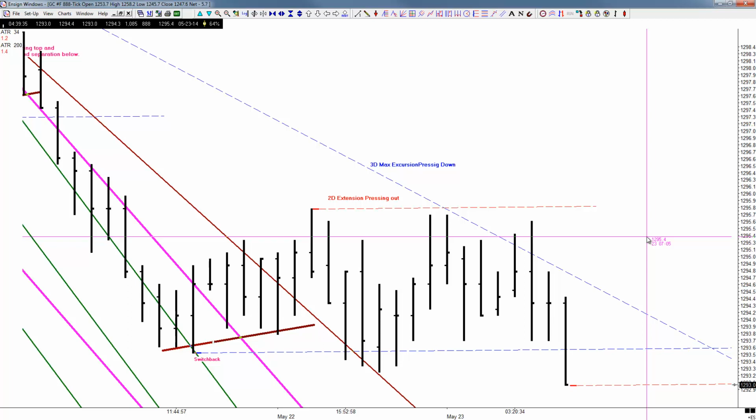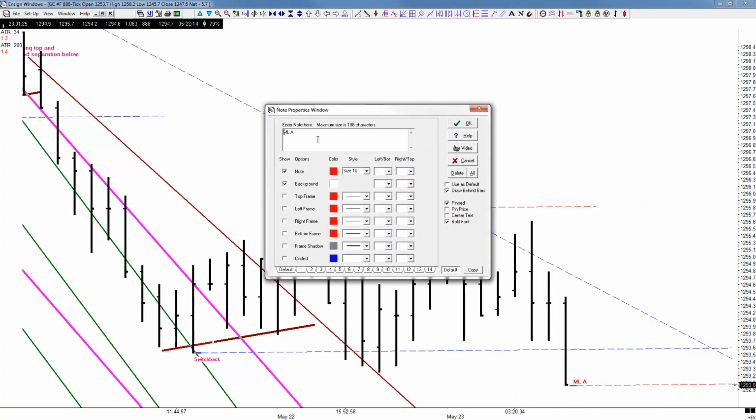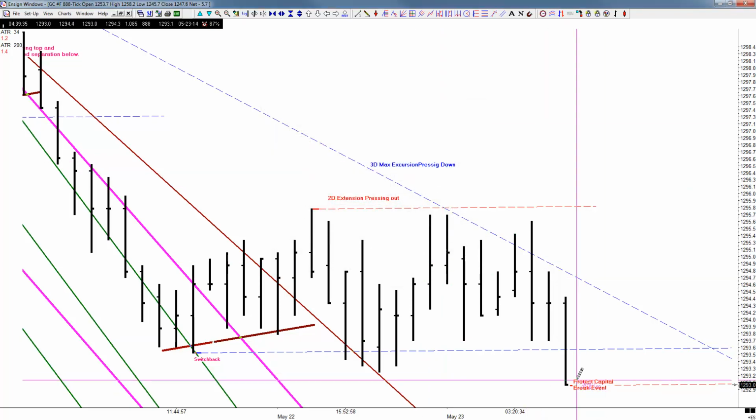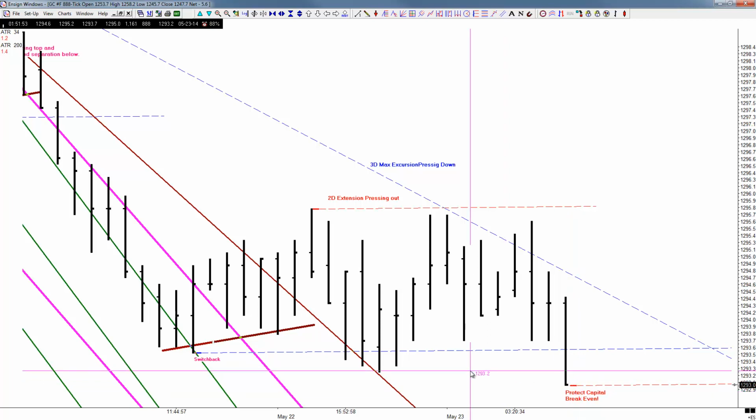To make this correct, we need to find a significant bottom and then mark a top and then break that bottom to box in. So I would suggest right now, let's write that in. Protect capital, unless you got so much that you don't care, and nobody has that much. Unless they're crooks. Protect your capital, break even, okay? But we're looking for the bottom.